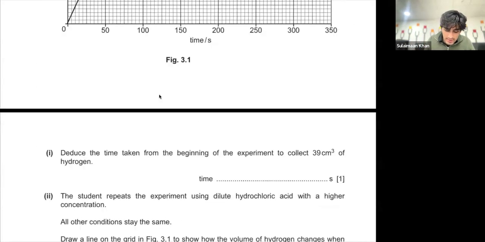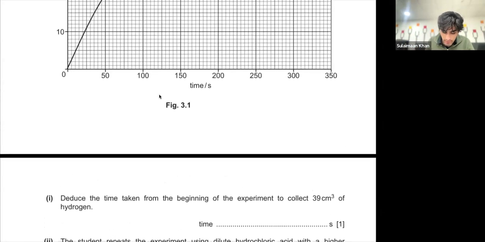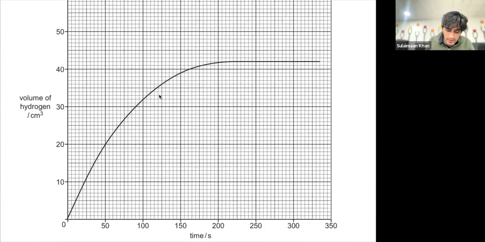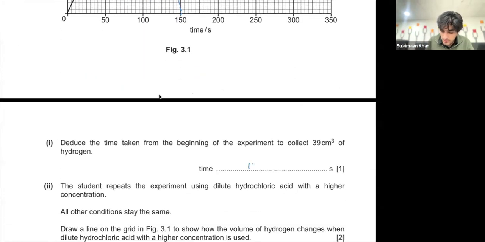Okay. Now it says deduce the time taken from the beginning of the experiment to collect 39 centimeter cube of hydrogen gas. How much time did it take for 39 centimeter cube of hydrogen gas to collect? So if you go here, you put a point here and you come all the way here. So that's 150 seconds. You use a ruler for it. 150 seconds.